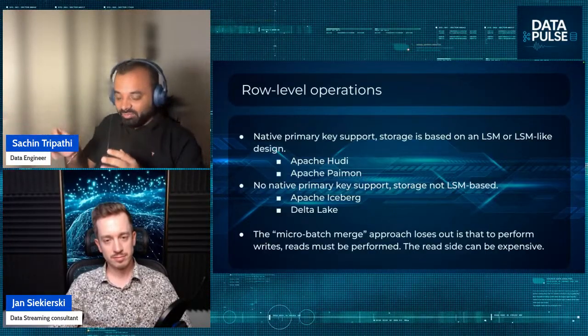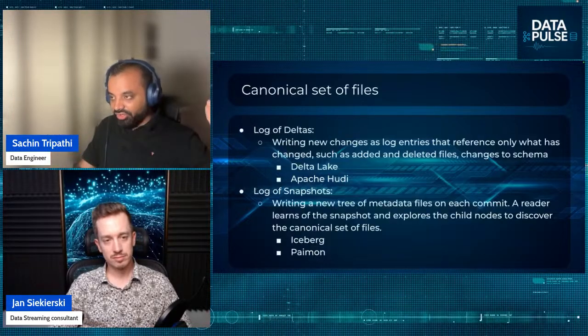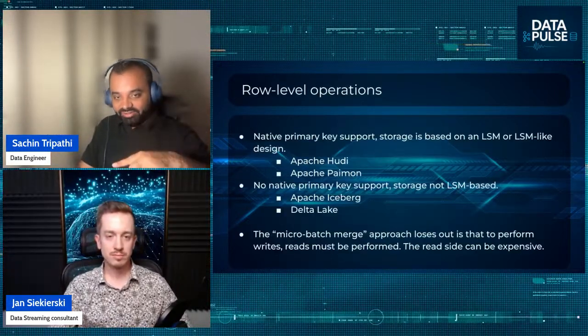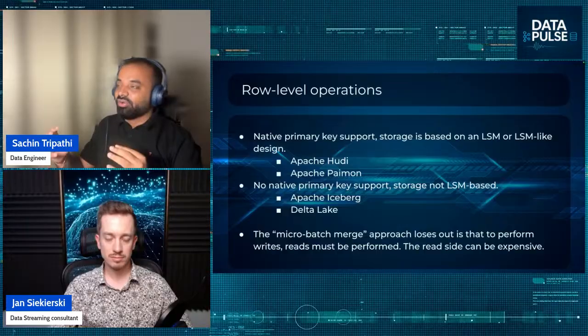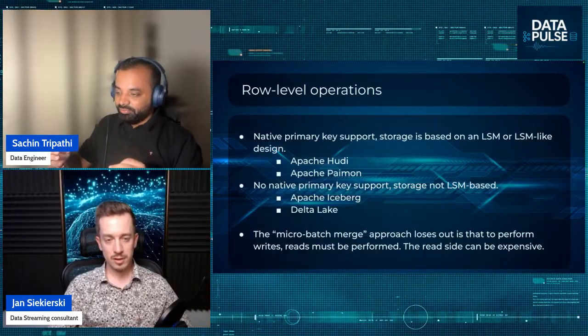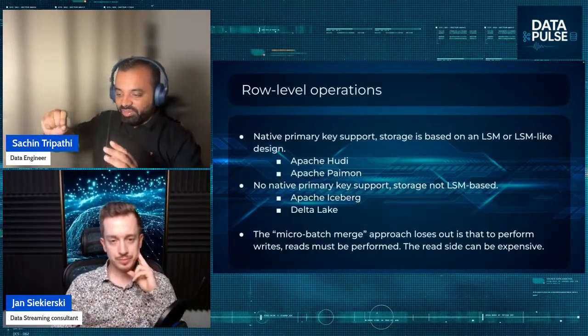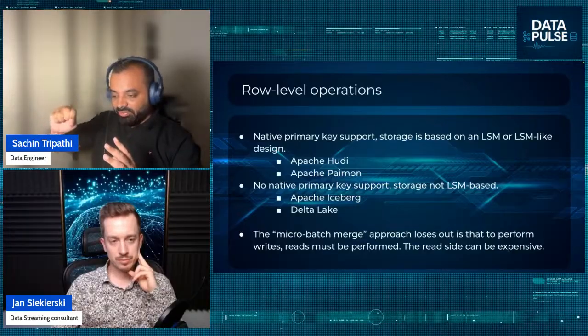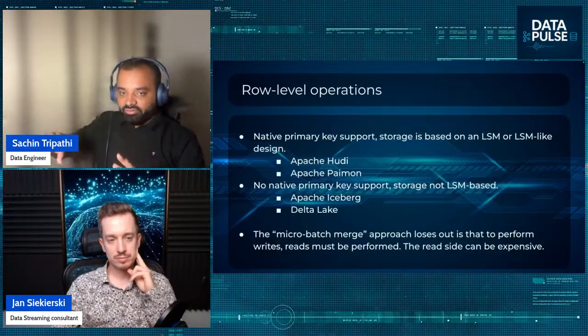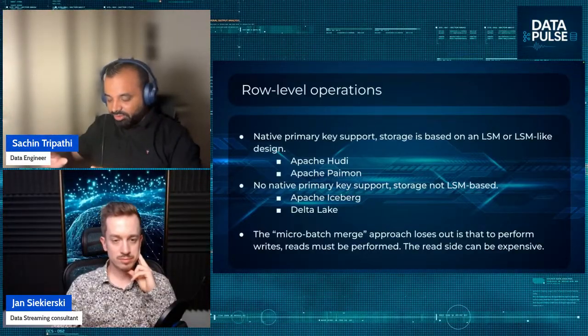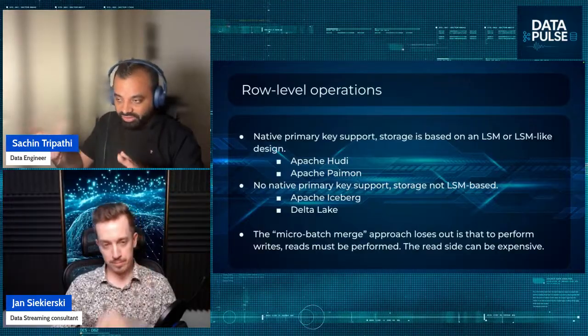So you have Hudi and Paimon, and Hudi specifically. Hudi was there in your log of deltas as well as in primary key support, right? So for Hudi, for each primary key you will have file groups. For Paimon, for each primary key you will have buckets. And Iceberg and Delta Lake do not support primary key. What's the problem with not supporting primary key?